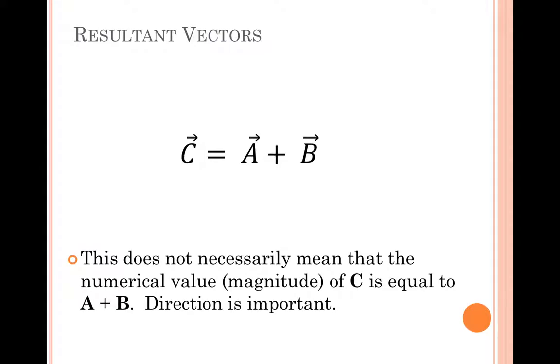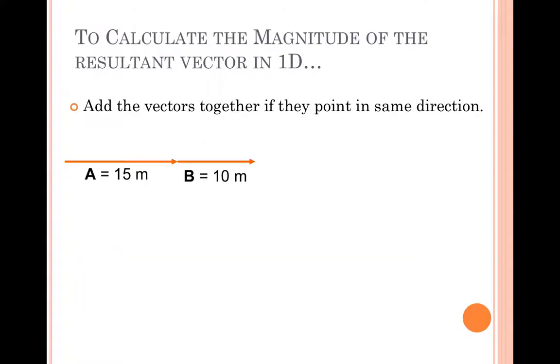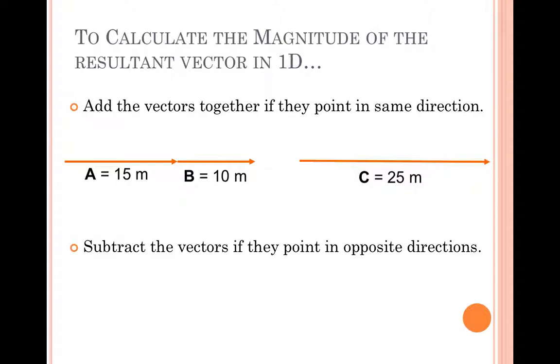Okay, so resultant vectors, let's see if we can practice that a little bit. It shouldn't come as a big surprise to you that this equation, C equals A plus B, is a geometric interpretation of resultant vectors. And if they point in the same direction, if A and B do this, then that's super easy. A plus B, in this case, is just going to be 25. So A plus B equals C. That's pretty straightforward.